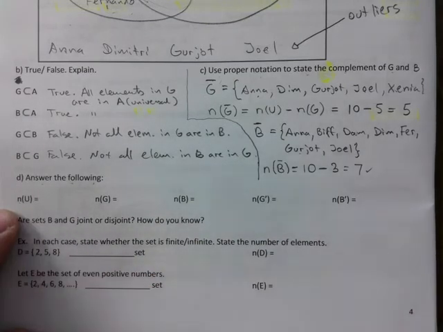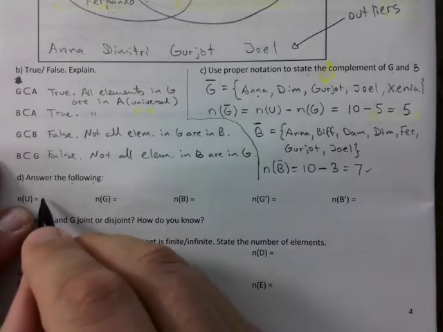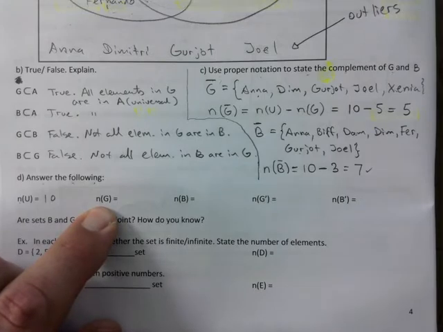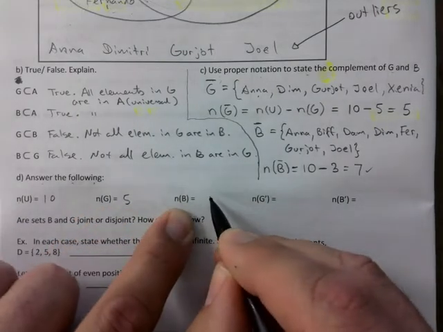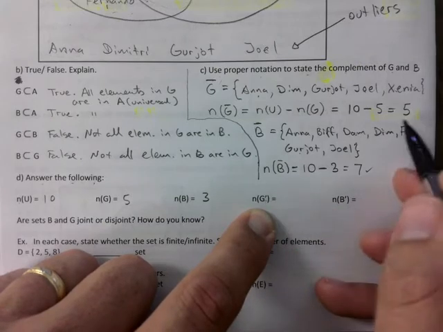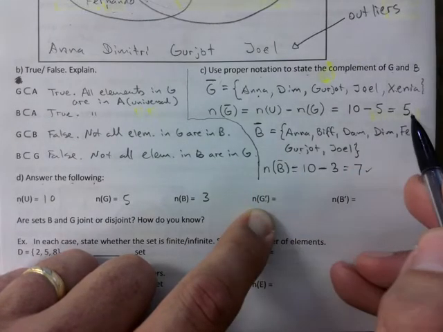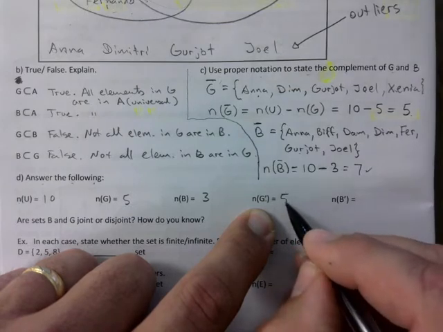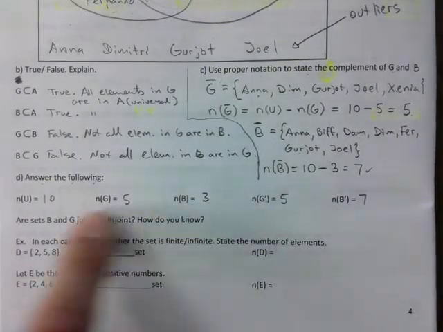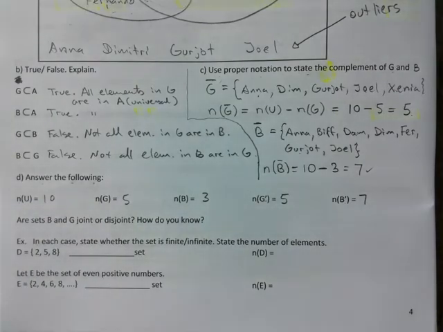When there's an n, it's asking for the number of elements. Remember that. Number of elements in U, 10. Number of elements in G, 5. 3. This one I already did, right? Not G is up here. The 5 that I did. Not B I already did. That's 7. So that's all done real quick.